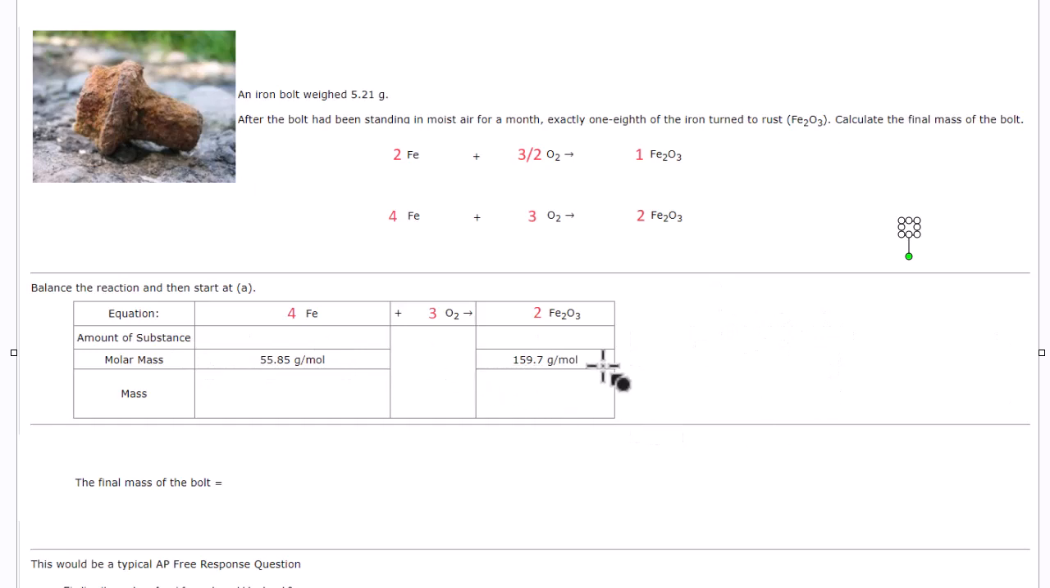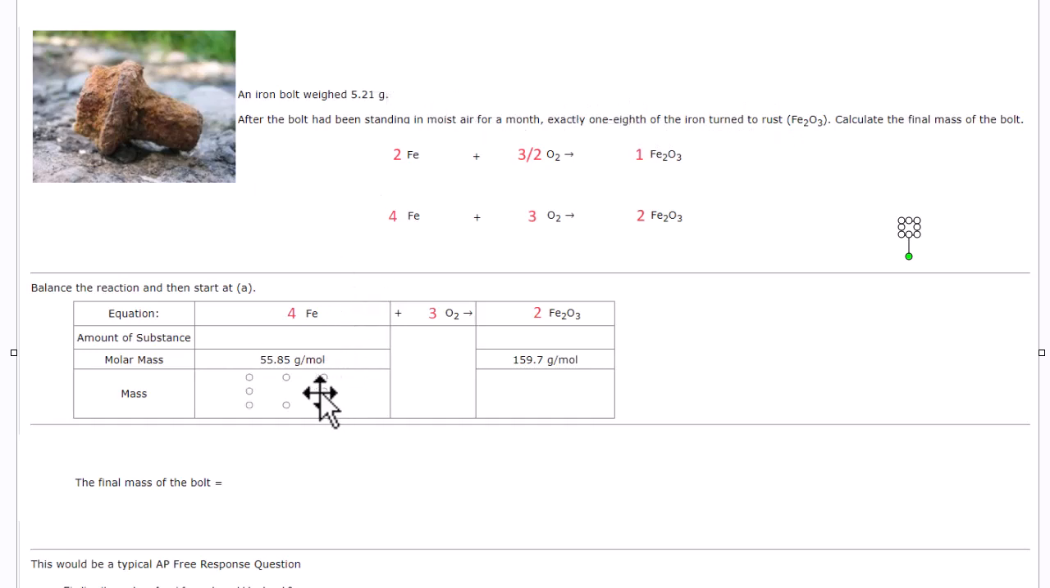I didn't bother with the oxygen because I realized the oxygen is not going to be relevant for this problem because the question says calculate the final mass of the bolt. You might be tempted to quickly put 5.21 grams down here for the mass, but read the problem. That's really important. After the bolt, they give you this 5.21 grams. So you say, okay, iron bolt, you're thinking I'm going to drop that in, but here, read the problem. Exactly 1/8 of the iron turned to rust. This is critical. Only 1/8 of this bolt is going to react.